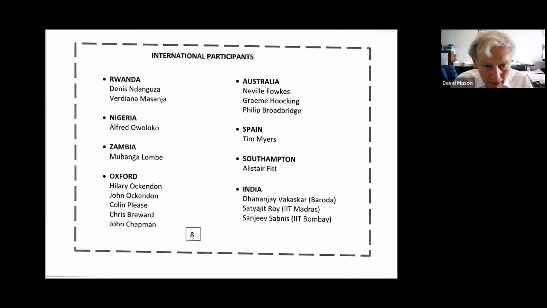Now, this is some of the international experts from the rest of Africa. Dennis Ndanguza from Rwanda, who's brought in problems on Lake Kivu, and Verdiana Masanya from Nigeria. Quite a few people over the years, Alfred Owoloko, Zambia, in the early days, Mubanga Lombe. Then we always like to have someone from Oxford because they take an interest in the study groups all over the world. And Hilary Ockenden and John Ockenden, they were at the first study group in 1968.